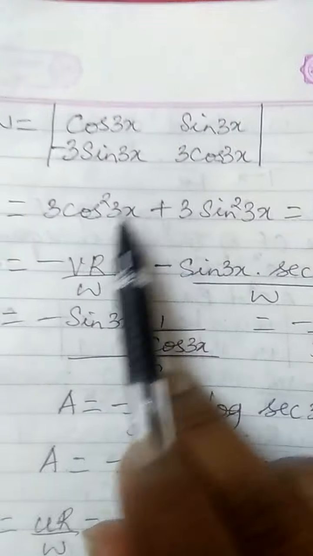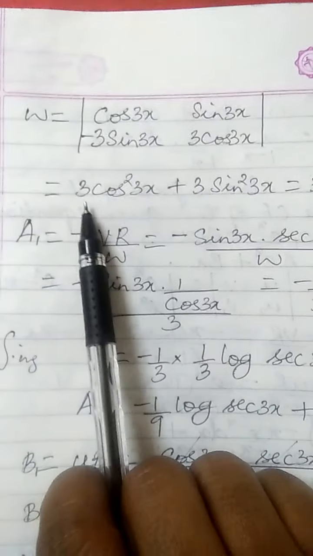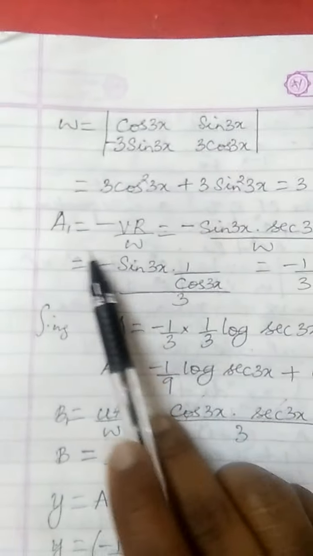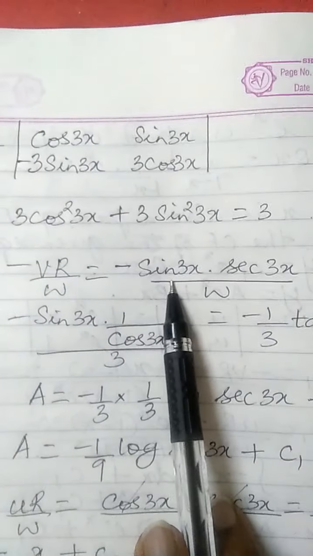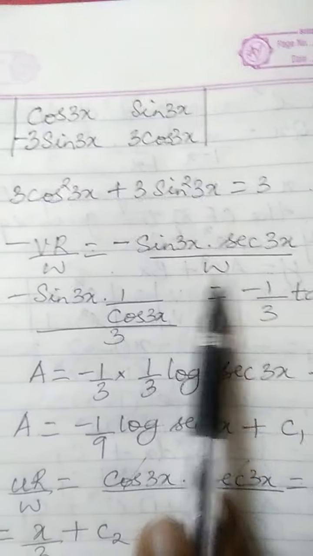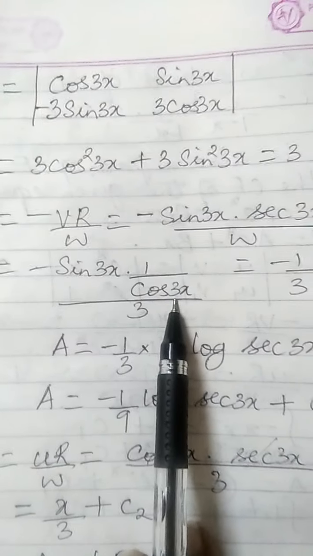Now, having found these terms, we'll proceed further to find W. W is equal to determinant u v, u1 v1, that is determinant cos 3x, sin 3x, minus 3 sin 3x, 3 cos 3x, that is equal to 3 cos square 3x plus 3 sin square 3x, that's equal to 3. Now, proceeding further, A1 is equal to minus VR by W, that's equal to minus sin 3x into secant 3x by W, that is equal to 3. Secant 3x is nothing but 1 by cos 3x. Sin 3x by cos 3x is tan 3x. Hence, A1 is equal to minus 1 by 3 tan 3x.